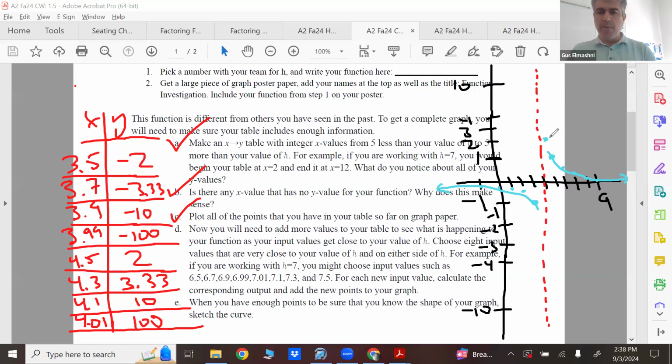But if I plug in 4.5, I get that. Then I get this. Then I get this. It gets really close to that dashed line, right? And just keeps shooting up forever as I get closer and closer to 4. But here's the problem. I know if I plug in 4, I'm gonna have a problem, right? It's going to be undefined.